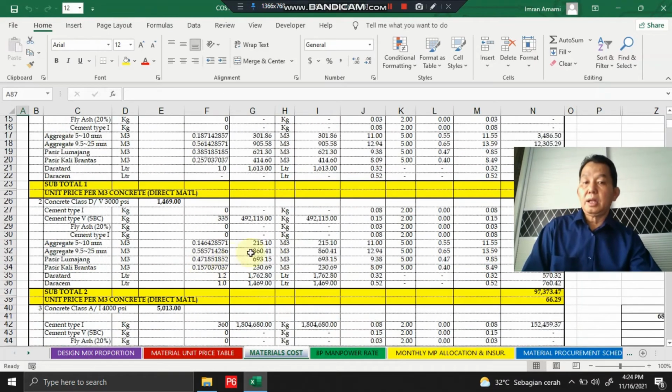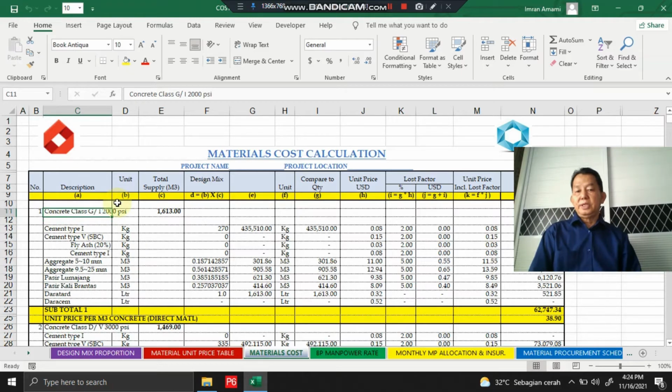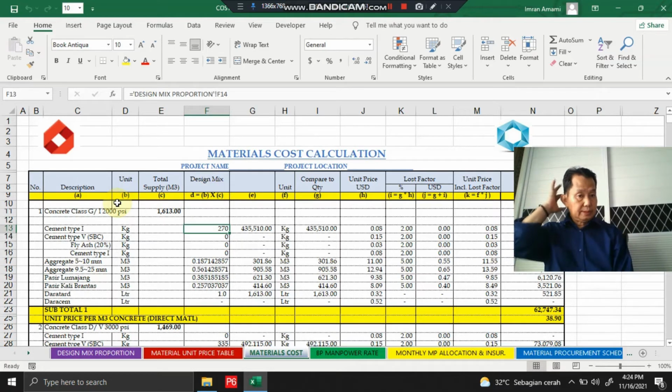And then we make a calculation table for the material cost, as seen on the screen here for each class of concrete. We have the total supply for each class of concrete. For example, concrete class G type 1 with strength 2000 psi, we have total supply 1613, and we have material proportion based on the approved design mix.